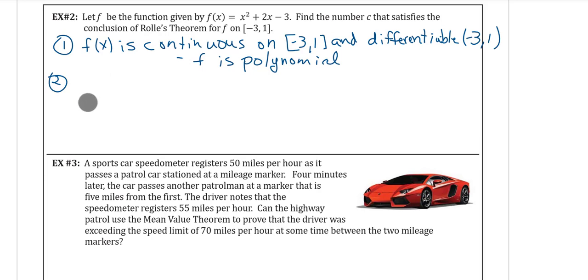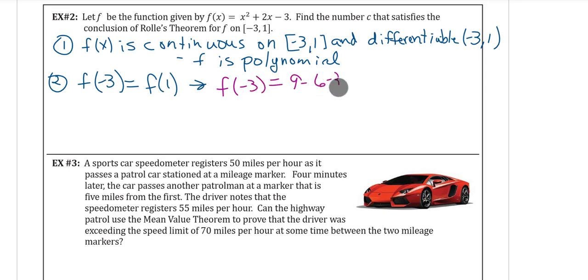Okay, then what I'm gonna do is check the endpoints. I need to see if f of -3 equals f of 1. That's a condition of Rolle's theorem. So f of -3 is gonna equal 9 minus 6 minus 3, which is 0. And f of 1 is going to equal 1 plus 2 minus 3, which equals 0. So the endpoints are equal.